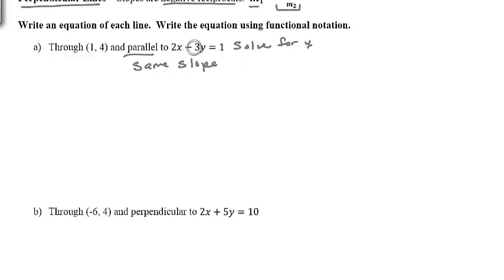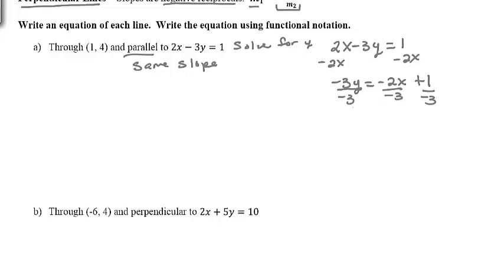So the first thing to do to get this y by itself is to subtract 2x from both sides. So I'm just going to write this equation down again. 2x minus 3y equals 1. So I'm going to subtract the 2x from both sides. That gives me negative 3y equals negative 2x plus 1. And then we need y by itself, so we have to divide everything by negative 3. That gives us the equation y equals, now we have negative 2 divided by negative 3, so that's a positive 2/3 x, and then positive 1 divided by negative 3 is minus 1/3.